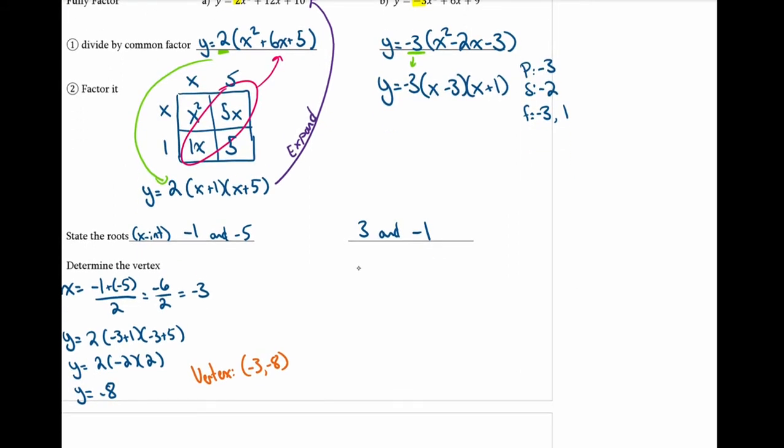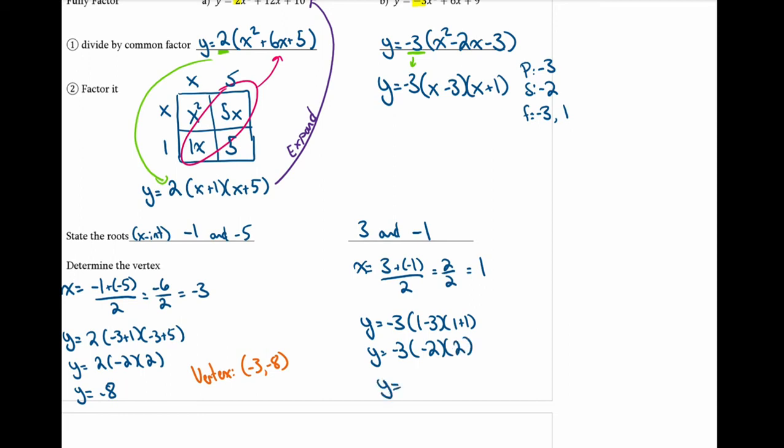And if I want to determine my vertex, I'm going to do the exact same thing. Find the middle value by adding up my two x-intercepts, so 3 plus negative 1 divided by 2, 2 divided by 2, which equals 1. Once I find that x value, I'm plugging it back in for x, and I'm going to solve for y. So y equals -3 times (1 minus 3) times (1 plus 1). Y equals -3 times -2 times 2. Y equals 12. So now I have my x and my y value, so that means my vertex is (1, 12).